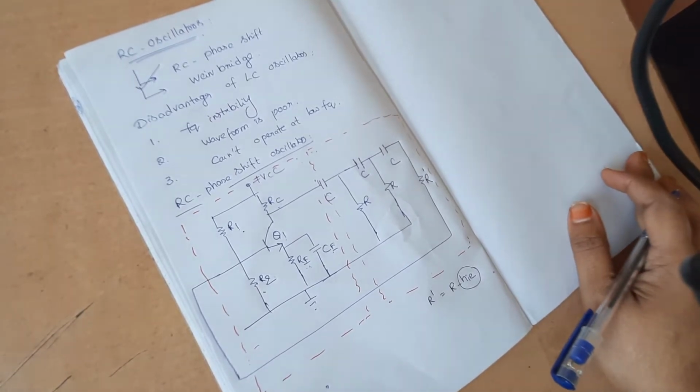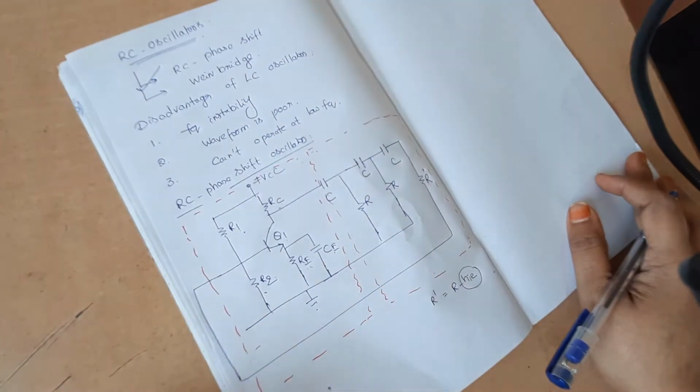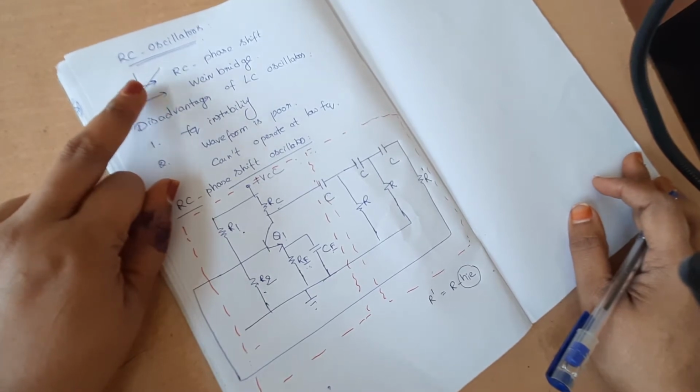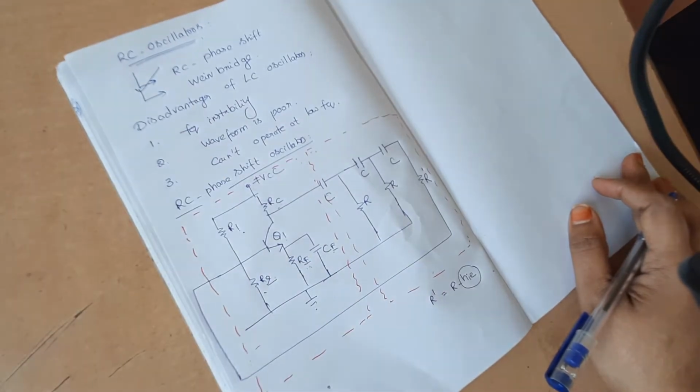Today our class is RC oscillators. In RC oscillators, we discuss two types: the first one is the RC phase shift oscillator and the second one is the Wien-Bridge oscillator. These two oscillators are called low frequency oscillators.